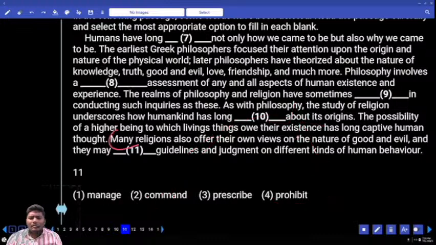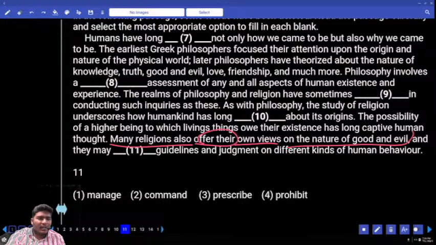Move to 11. Many religions also offer their own views on the nature of good and evil. Look at the sentence very carefully. We are speaking about the religions. They offer their own views, not the views of the reality. Each religion has their own views.